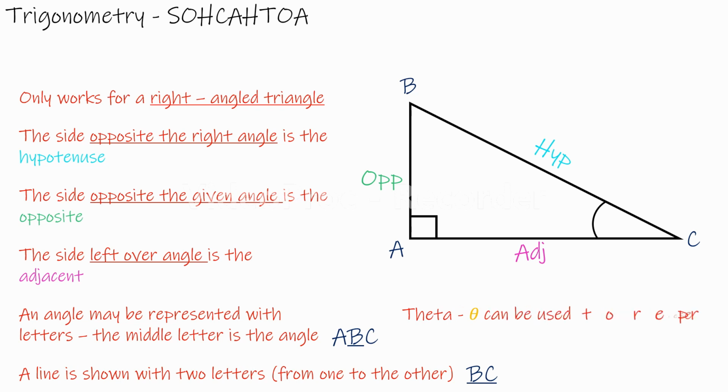And finally, well, let's take a look at theta. Theta is a Greek symbol which is used to represent a missing angle or the angle we are given, a very important term throughout the whole of trigonometry.